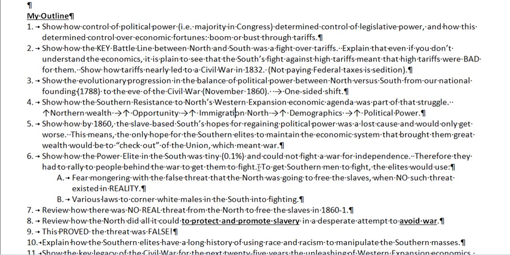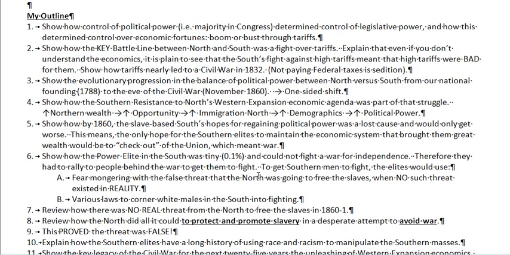To get Southern men to fight, the elites would use, one, fear mongering. That was the first thing, right? With the false threat that the North was going to free the slaves, when no such threat existed in reality. Look at the facts, right? Don't just go with what everyone says, which is social reality, which is retard reality. I'm just saying it, right? But it's the dominant reality. It's what people believe.